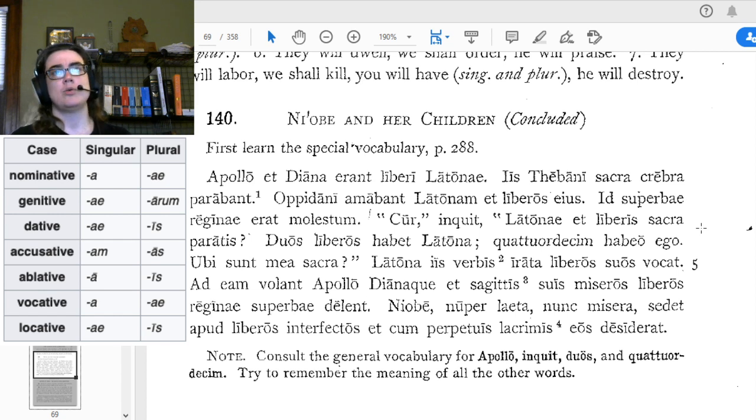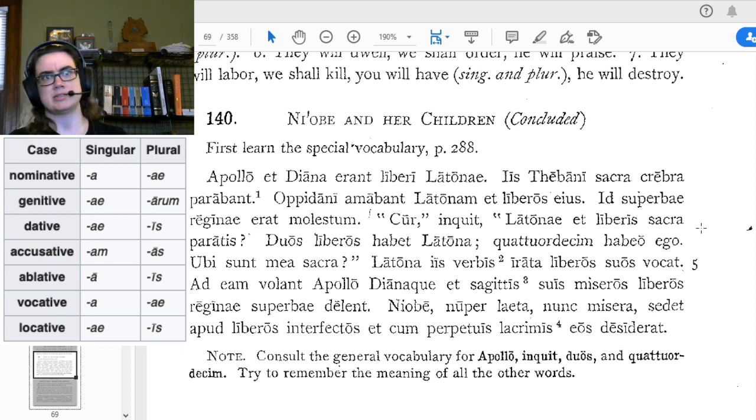Apollo and Diana were the children of Latona. All right, the Thebans were preparing sacred celebrations for them because they're gods. The townspeople were loving Latona, sorry, using the Latin name. Latin names are hard. Used to love Latona and her children. That was a bother to the arrogant queen.